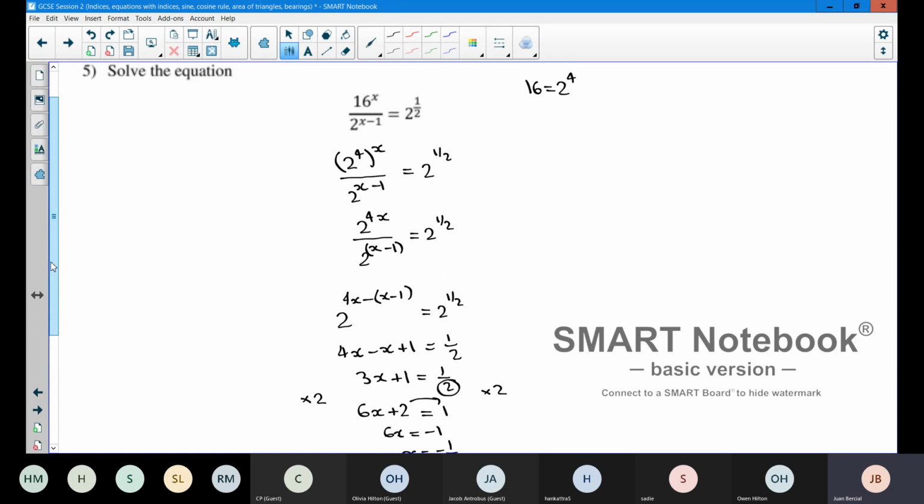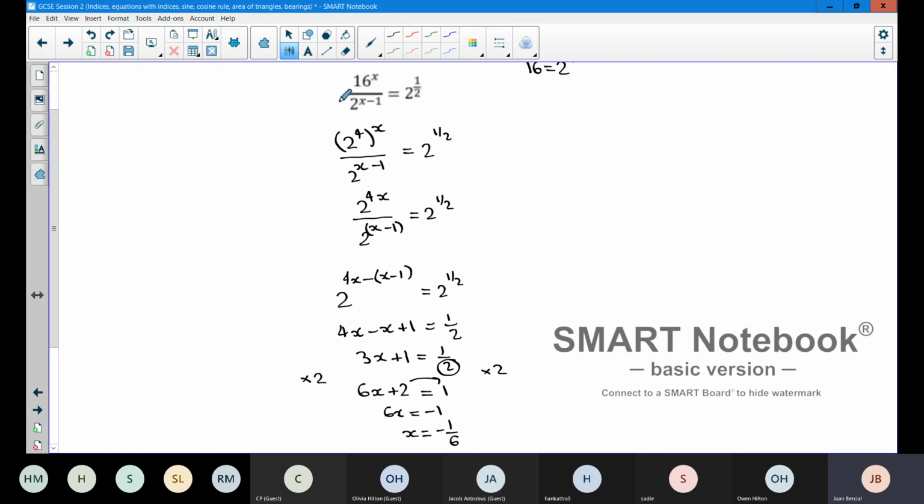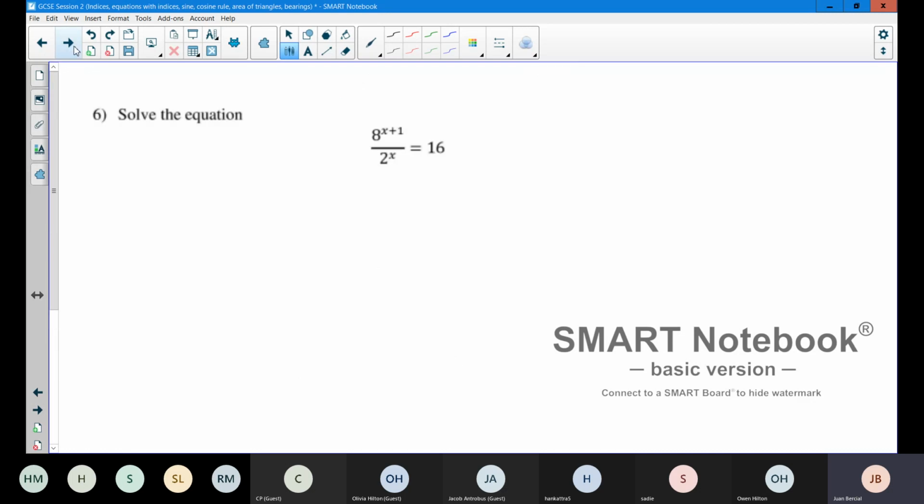So the moral of the story is that whenever you have something like that, you try to put both sides with the same base. So this one is very similar. I think I've got another one there, so we can just finish with this one now and move on.